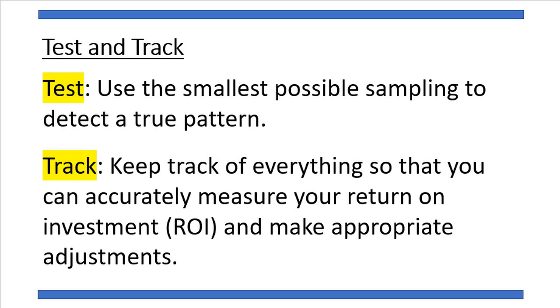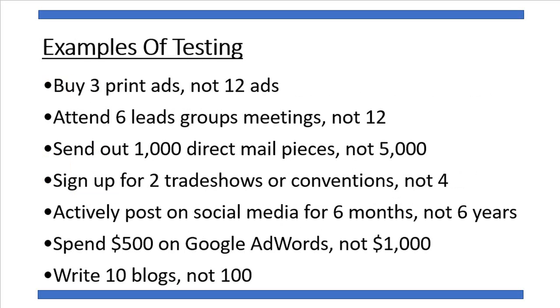So how can we test and track? Well, first of all, we're going to want to test things in the smallest amounts possible that actually give us accurate feedback or results. And second of all, we're going to want to track everything that happens along the way to the order. Most people understand that they need to track how much business they actually got from marketing, but there are other things we can track along the way that also give us indicators as to whether the marketing is working. So let's talk about testing first.